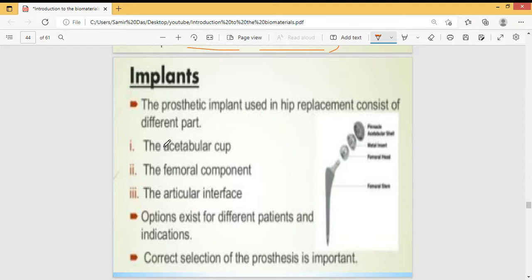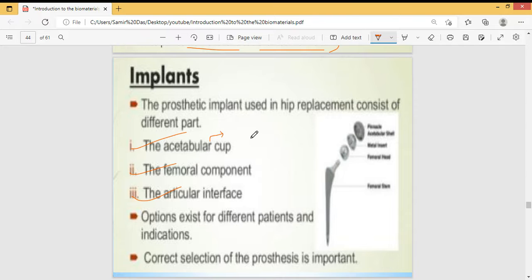So what do you mean by implant? Here we are talking about the hip implant. In case of a hip implant, there are three parts. One is the acetabulum cup, another is the femoral component, another is the articular interface. The prosthesis implant used in hip replacement consists of those three parts. Now we come to what kind of material we use here. The acetabulum cup is mostly made up of metal based biomaterials.